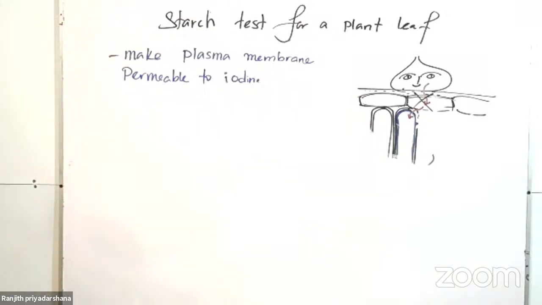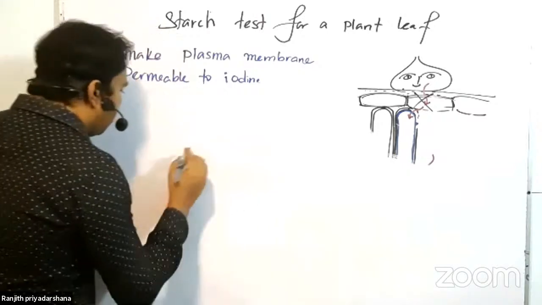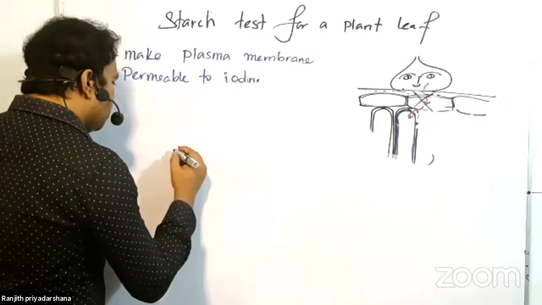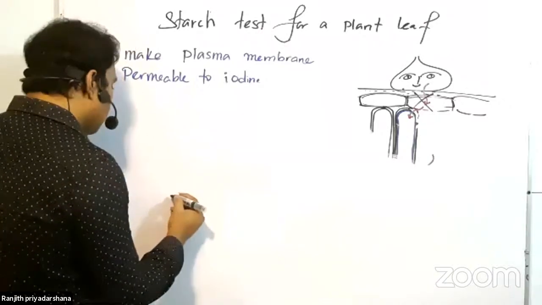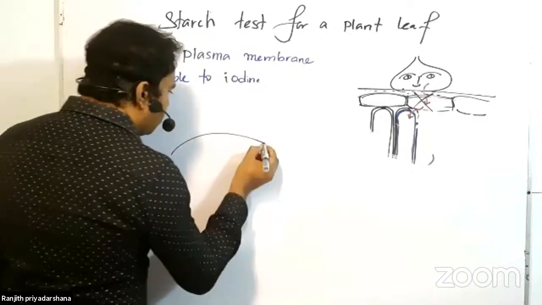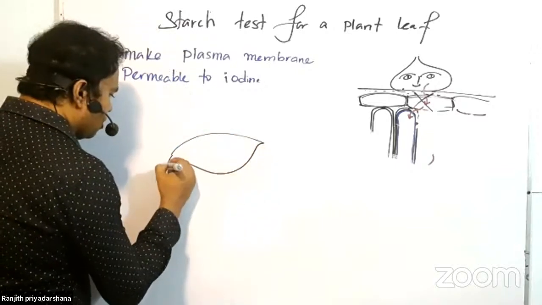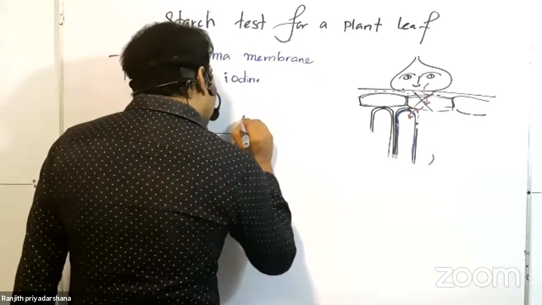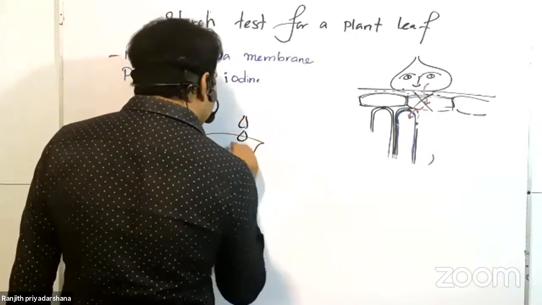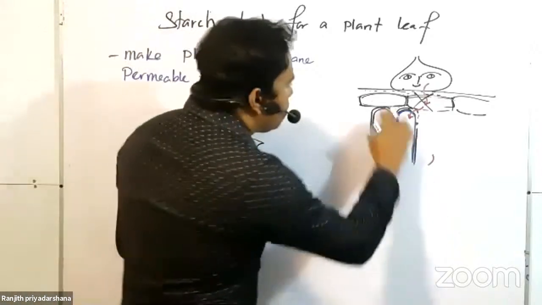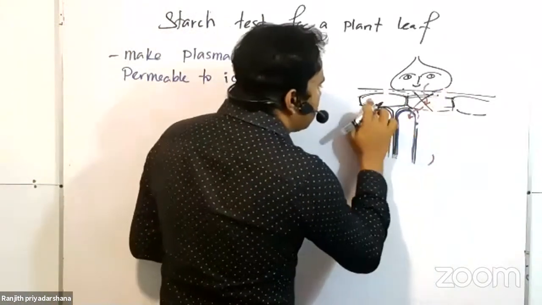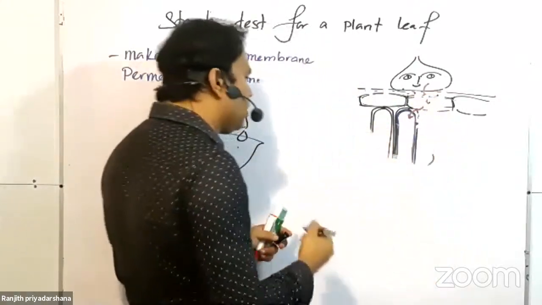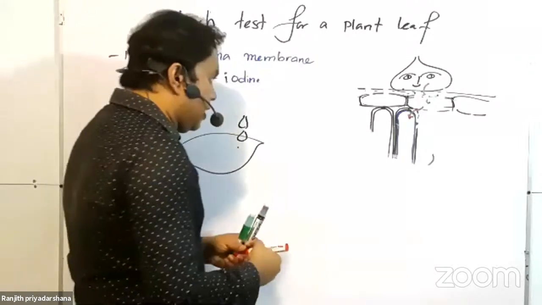Okay, next. Now we have boiled it. We take it out from the boiling beaker or test tube. This is the boiled plant leaf. So if you add a few drops of iodine, what would happen? Now the cell wall and plasma membrane are broken, so it is now permeable to iodine.